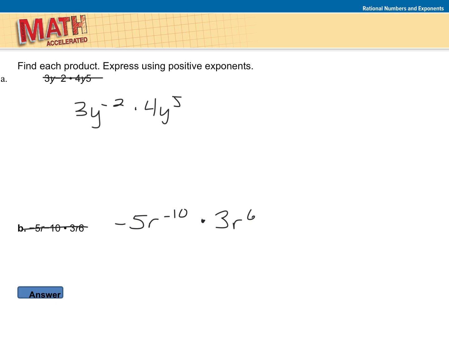Let me do this. Separate first. What goes in my left side? 3 and 4. What goes in the right side? y^-2 and y^5. You got it. Now we just simplify.